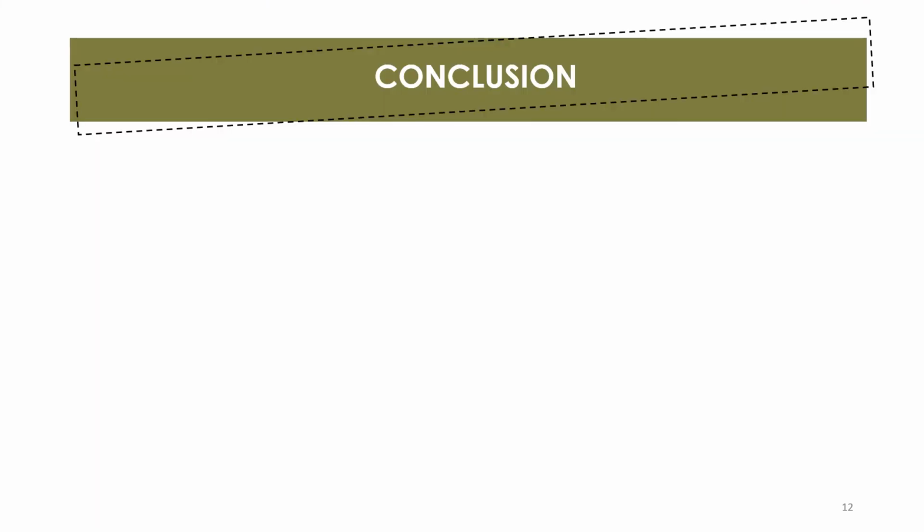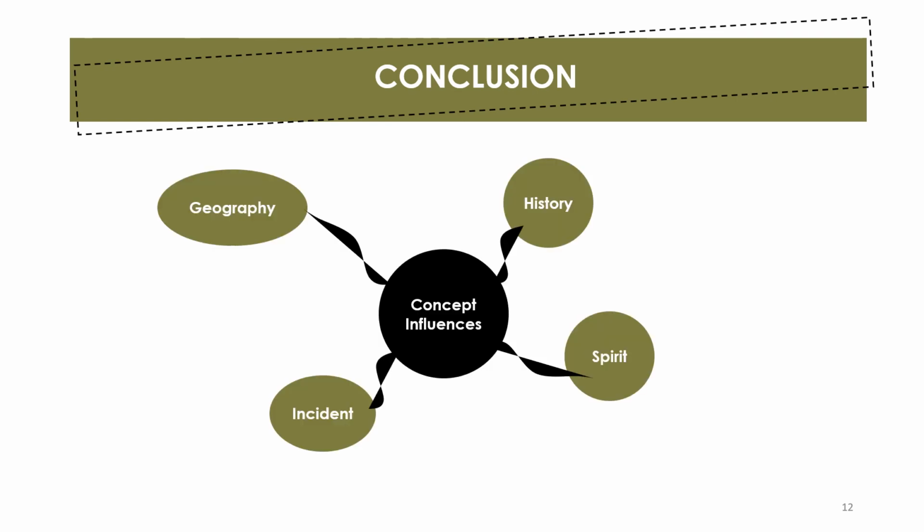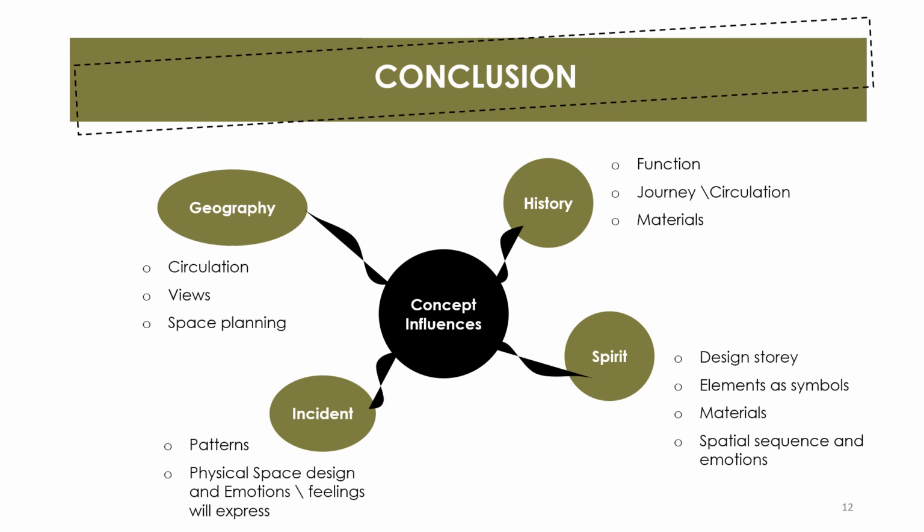In conclusion, the result of this study is aiming at generating and developing a concept taking into account a variety of influences. Each influence has affected the design's decisions while forming the concept. History affected the function, the journey, the material. Geography affected the circulation, the views, the space planning.